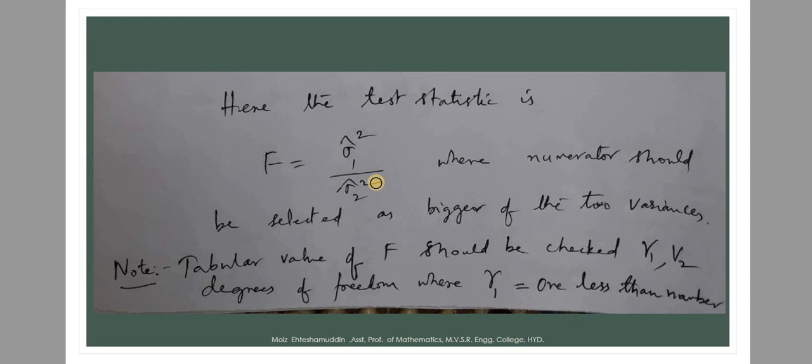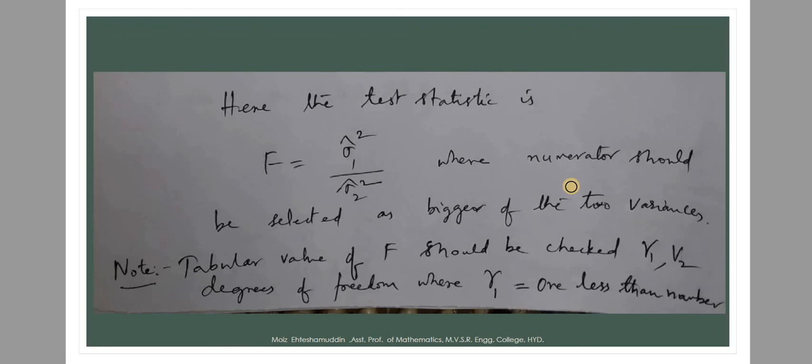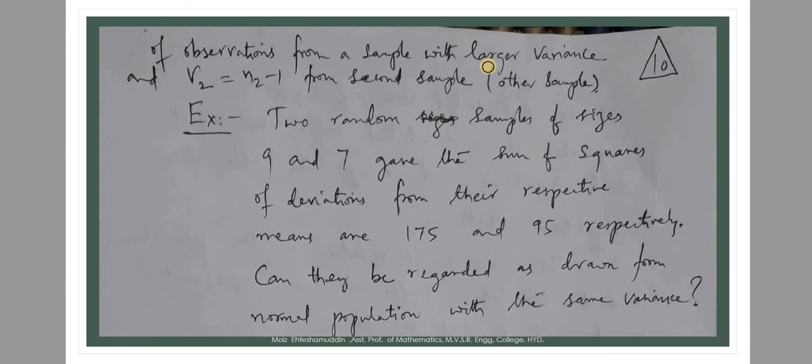Keep in mind that you have to take the numerator as the bigger value, and you have to take gamma 1 as 1 less than the number of observations from the sample with larger variance, and gamma 2 is n2 minus 1. Gamma 1 is 1 less than the number of observations from the sample which is giving the bigger variance.